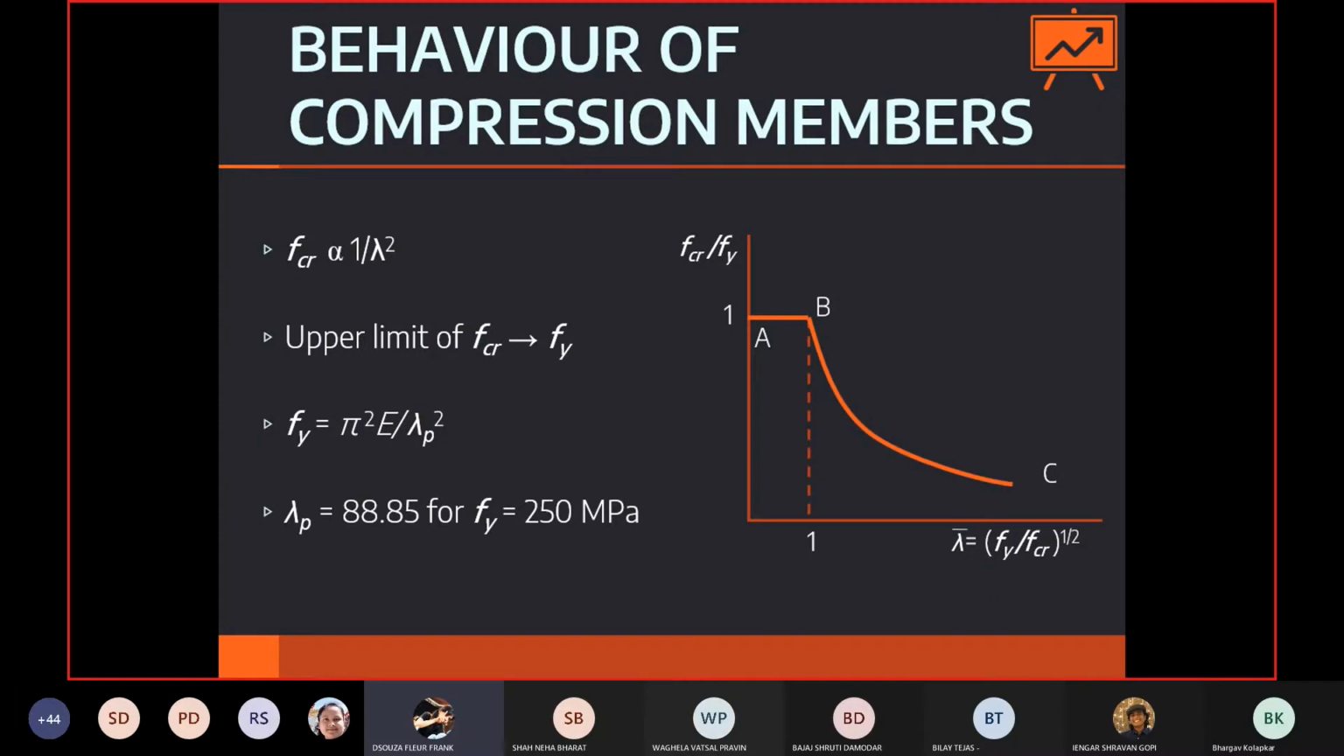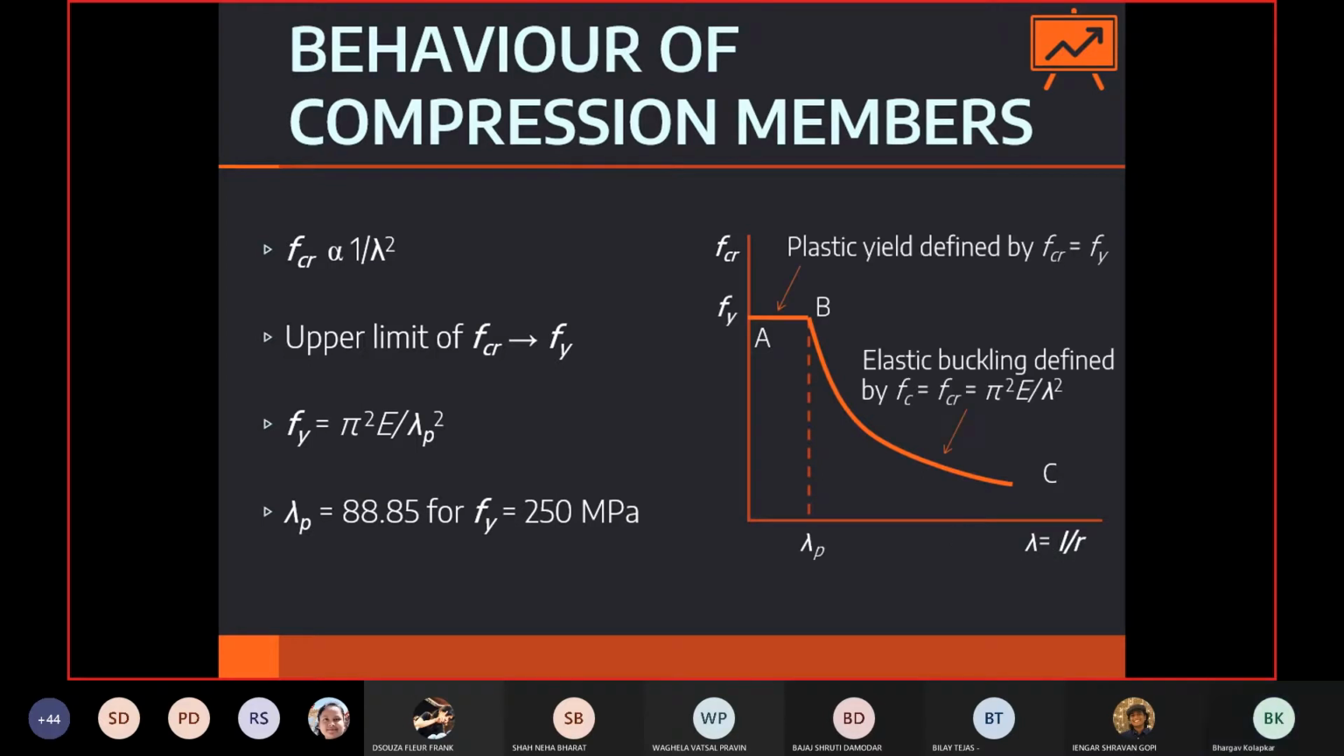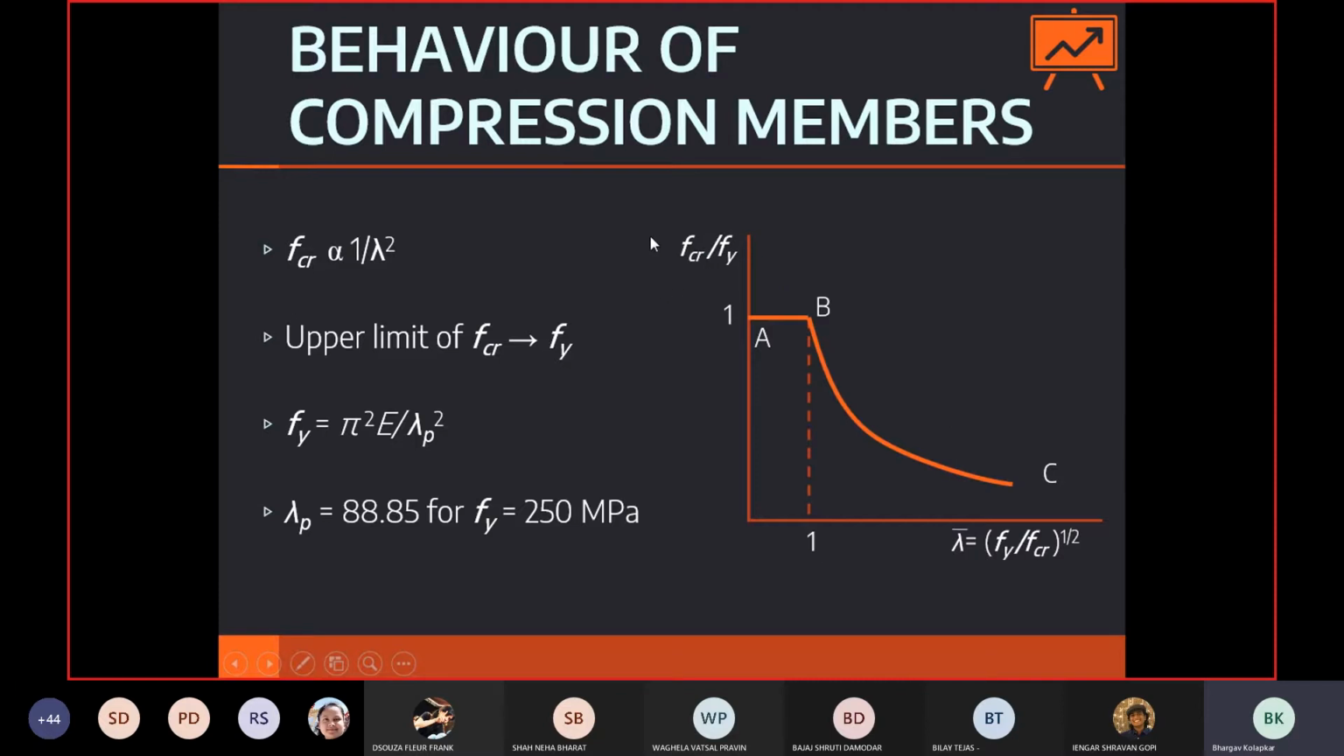Yeah, this one thing. So when we normalize the curve, what we are doing is we are just minimizing the number of variables in a particular curve. For example, in the curve you see here, there's FCR, there's lambda. So we want everything in terms of only, say, one of those. So what we do is we normalize it, meaning that we divide the y-axis by fy and we divide the x-axis by lambda p. So fy upon fy is 1. So this curve, which was this axis, which was initially FCR, is now FCR upon Fy. That is what we see here.